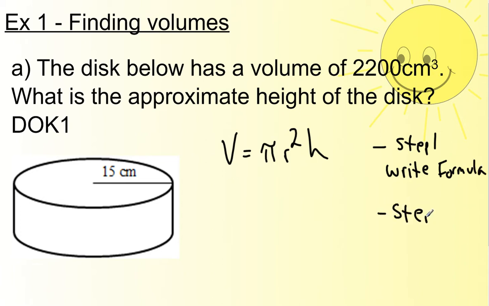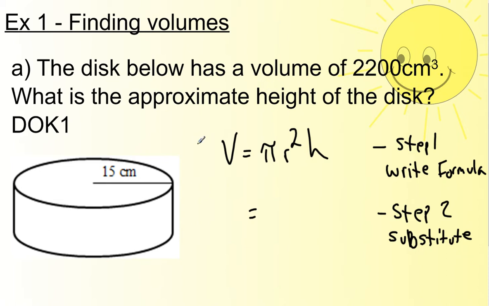Step 2, substitute. So now you're going to take the information they give you in the problem. You're going to plug it into your formula. In the end, if you do this properly, you should only have one variable left over. If you ever have more than one variable, you need to plug some more stuff in because you cannot solve an equation with two variables.